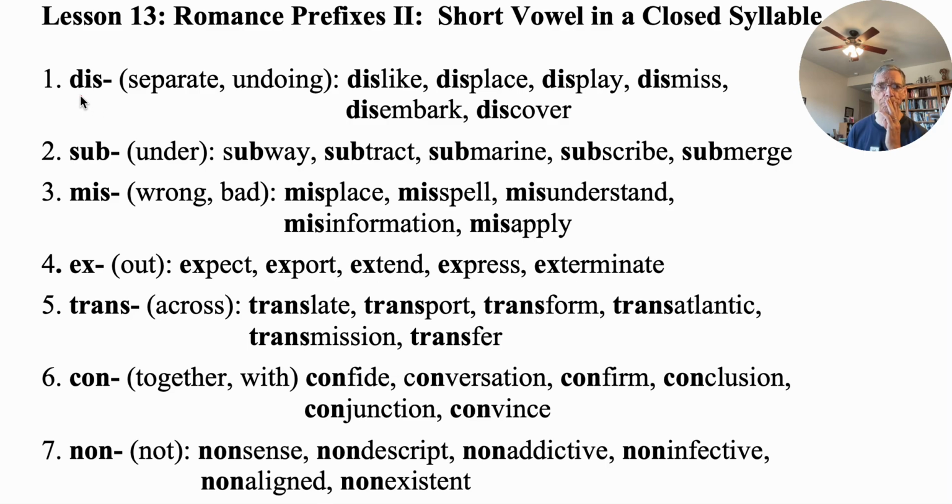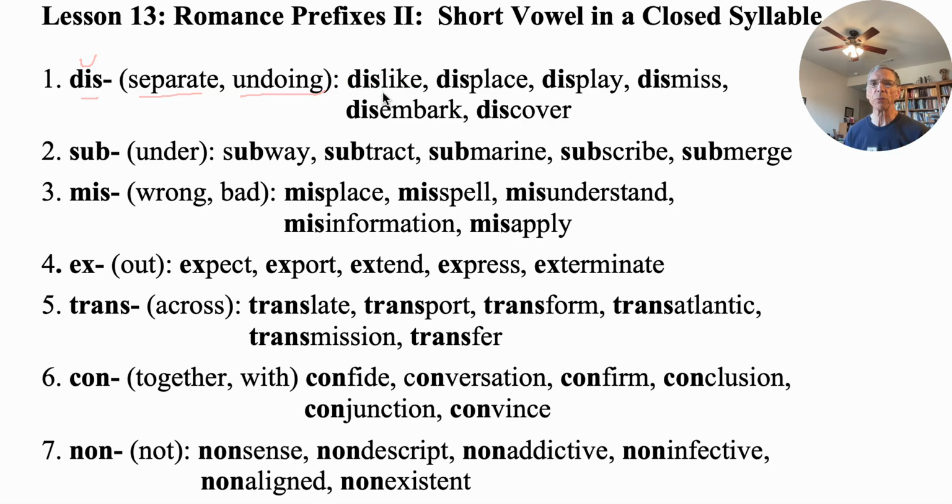The first one, we have dis. So notice here we have a vowel and we have a consonant. So the consonant makes this vowel short. Okay? If we took away the s, it would be i, die, but it's going to be short, so it's going to be i. Now, dis means separate or undoing. In words, when you undo something.